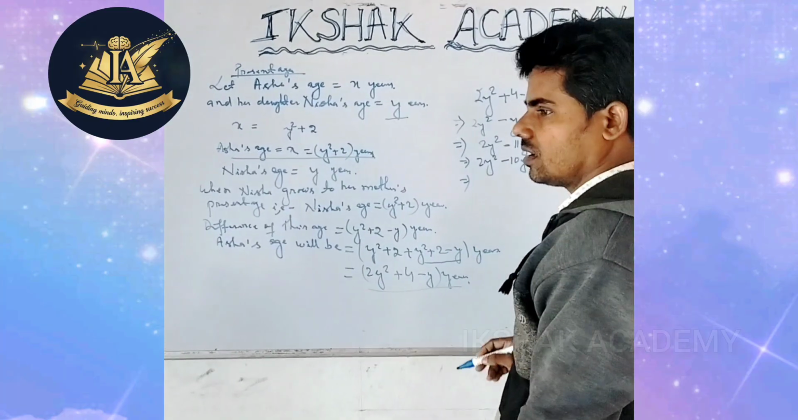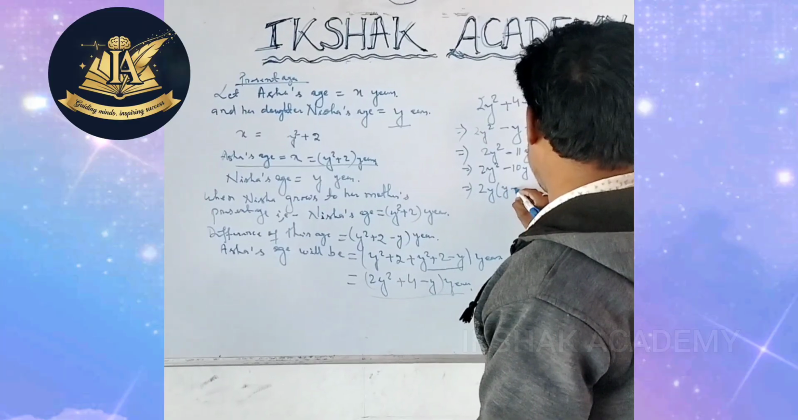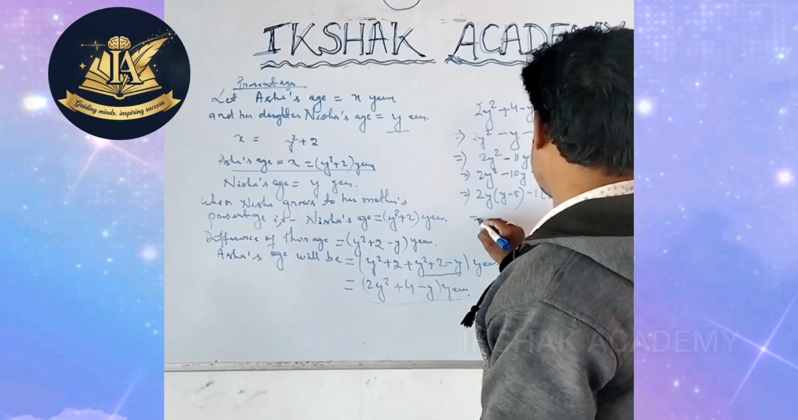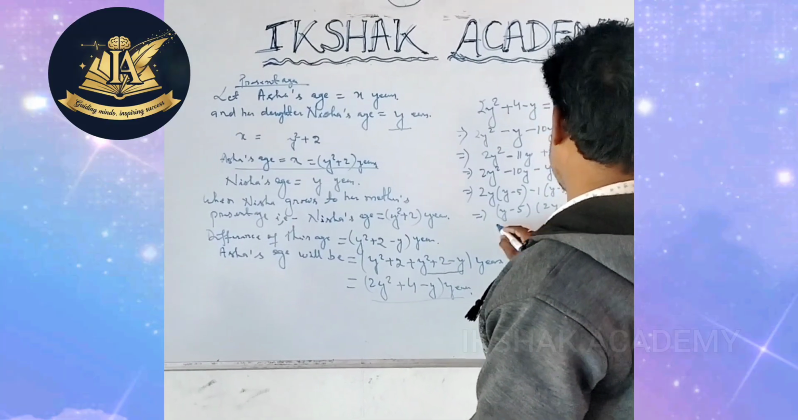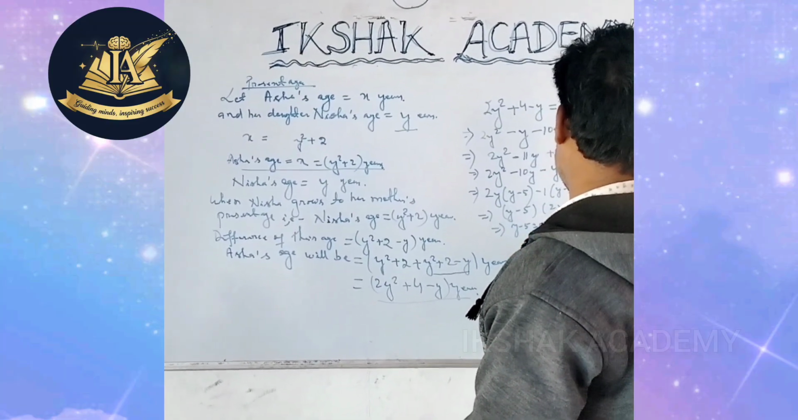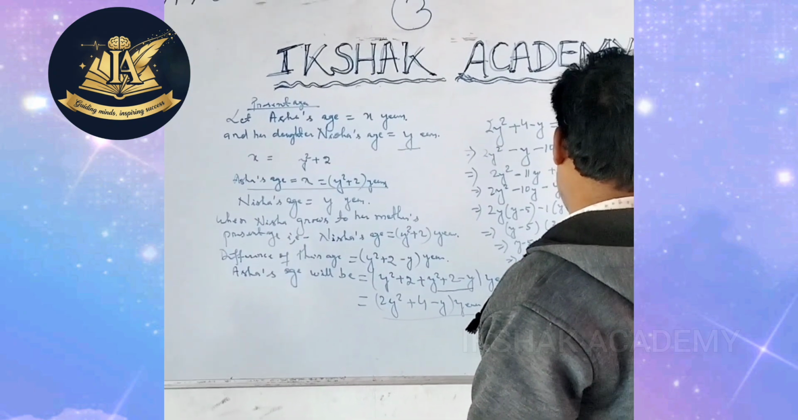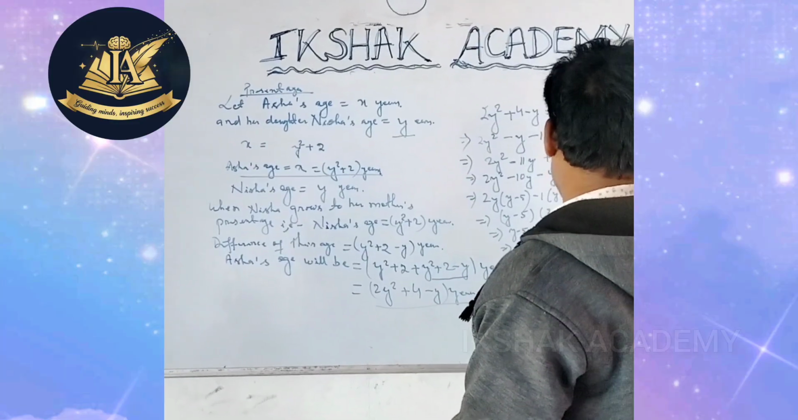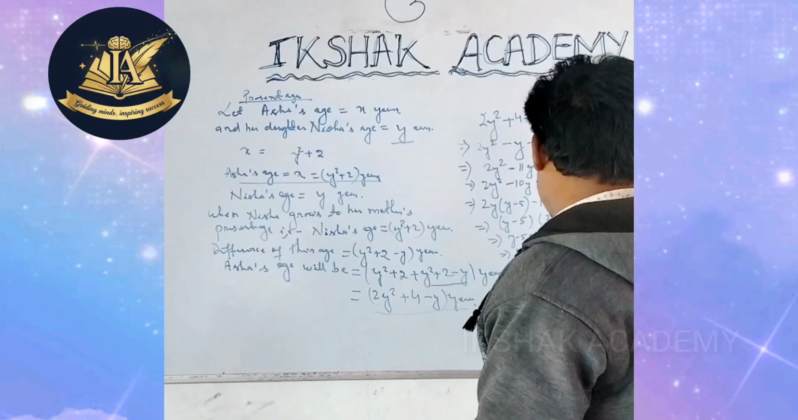So here we can take 2y common: 2y into y minus 5, and minus 1 into y minus 5 equals 0. So y minus 5 into 2y minus 1 equals 0. So y minus 5 equals 0 or 2y minus 1 equals 0. So y equals 5 or y equals 1 by 2. We cannot take the value 1 by 2, so we take y equals 5.